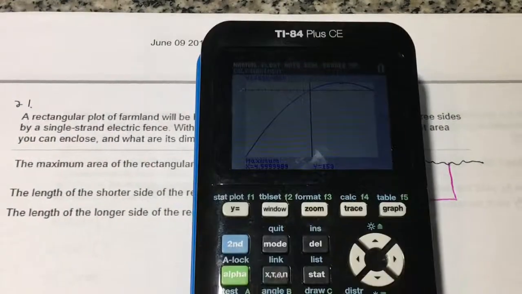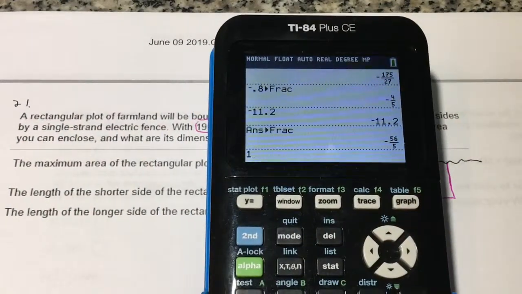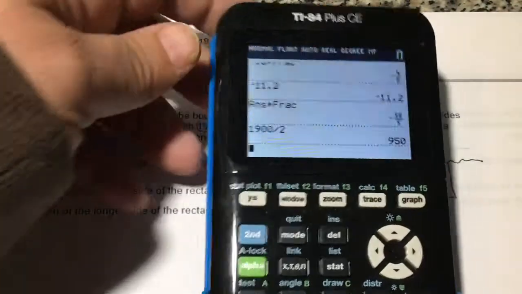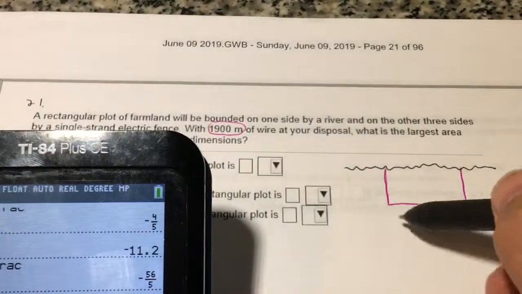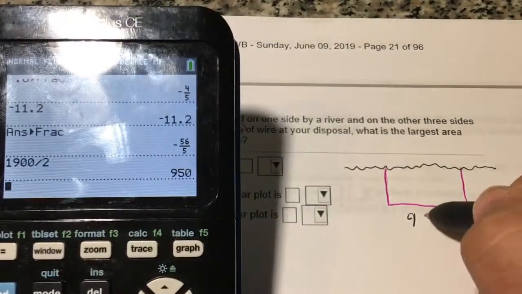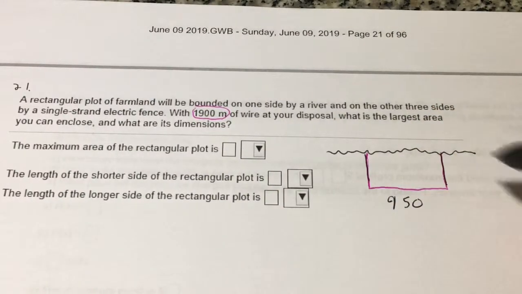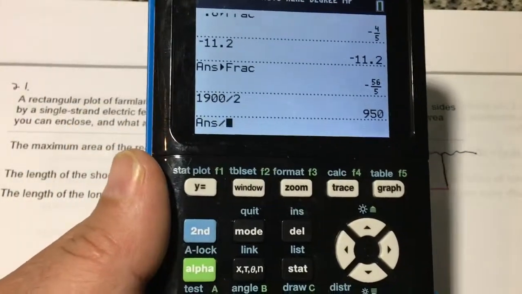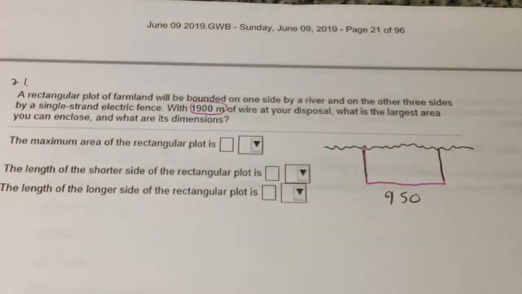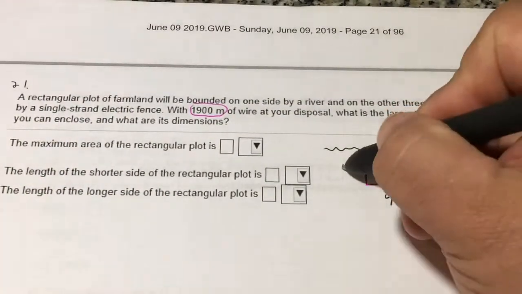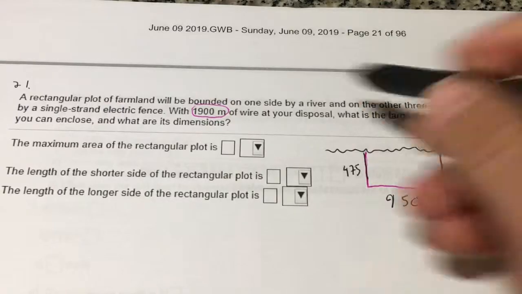So I'm going to hit second, quit, and go to my normal calculator mode. I'm going to do 1,900 divided by 2, so 950. And when you do that, that's going to give me the length of the long side, 950. Now, these two sides add up to 950. So I take half of 950, I divide that by 2, 475. So that's going to be 475 over here and 475 over here. Now notice, if we added this all up, we would get 1900.